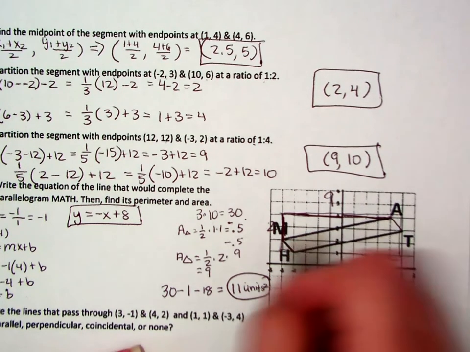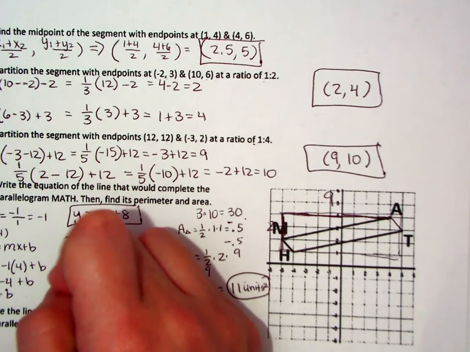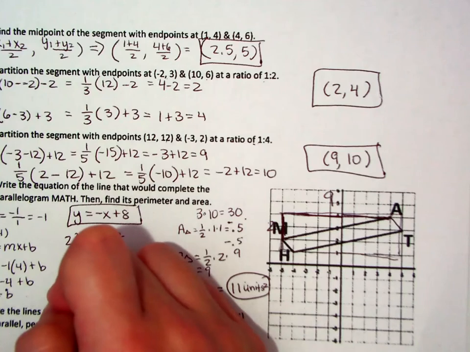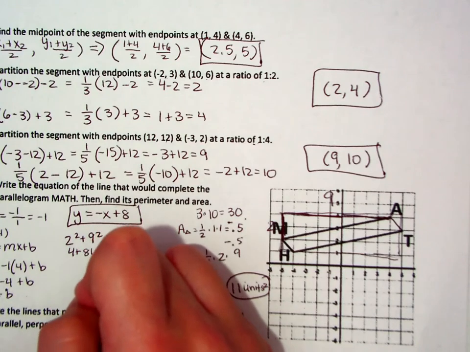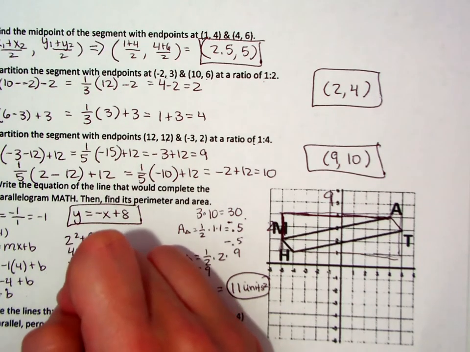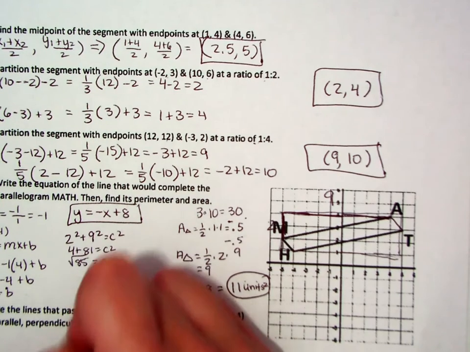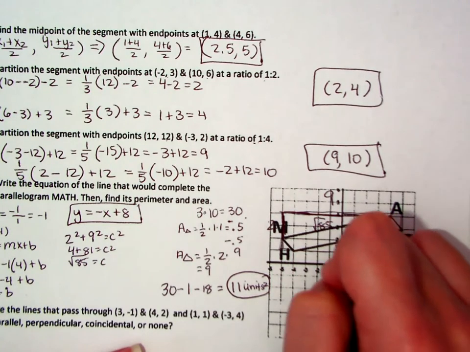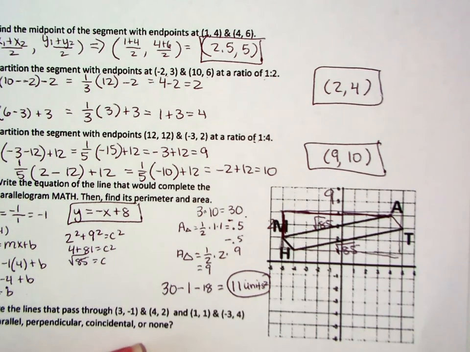To figure out how long the hypotenuse is, we're going to be doing 2 squared plus 9 squared equals my hypotenuse squared. So that's 4 plus 81 equals c squared. So then c, when I take the square root of both sides, is going to be, 4 plus 81 is 85, square root of 85. So this is square root of 85. Since it's a parallelogram and opposite sides are congruent, that is square root of 85 as well.